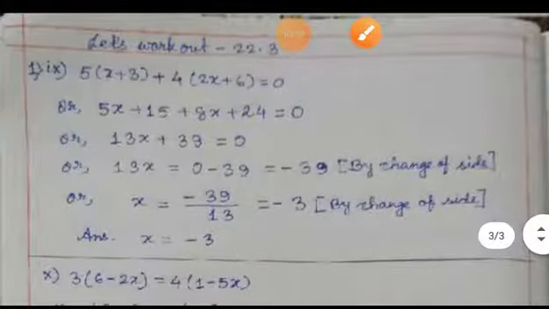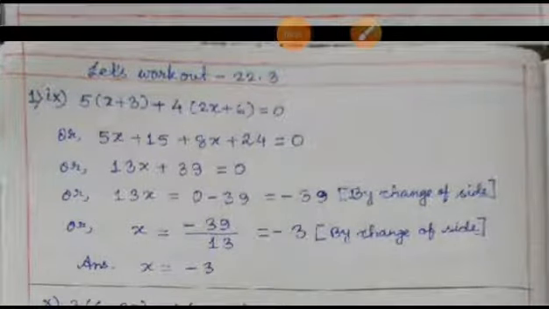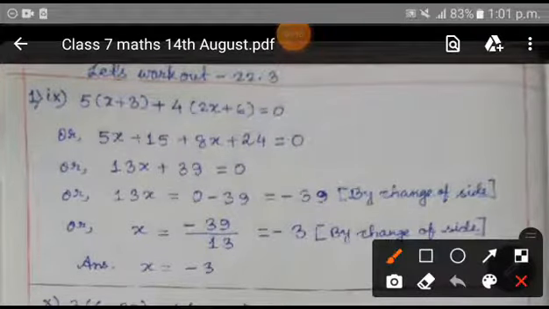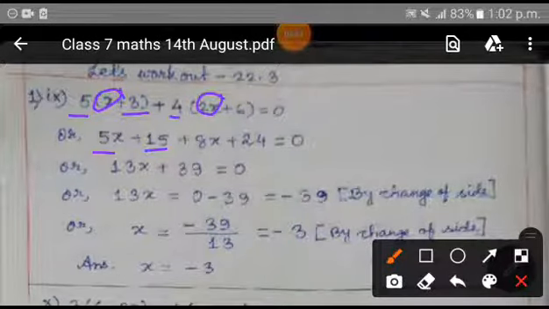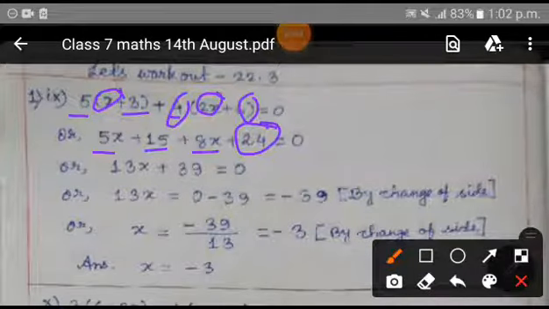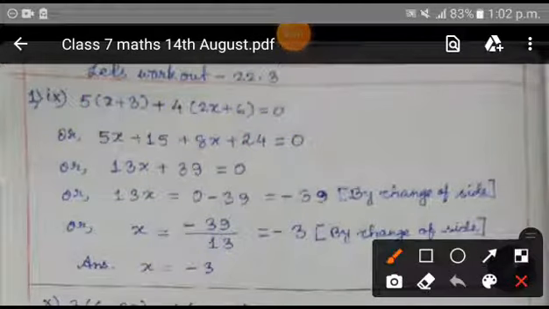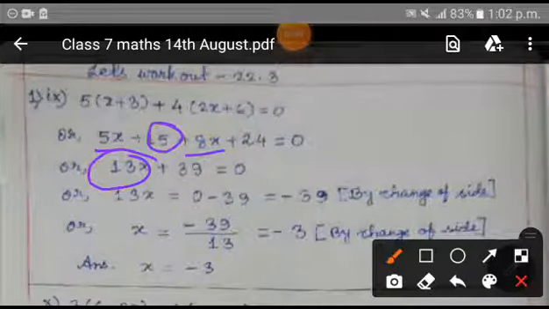Now the next sum. Here you have 5(x + 3) + 4(2x + 6). At first 5 into x means 5x, 5 into 3 means 15, again 4 into 2x means 8x, 4 into 6 means 24. So by using the distributive property we have multiplied, and after that you are going to separately add the constants and the variables. Now look here, 5x + 8x will give you 13x and 15 + 24 gives you 39.